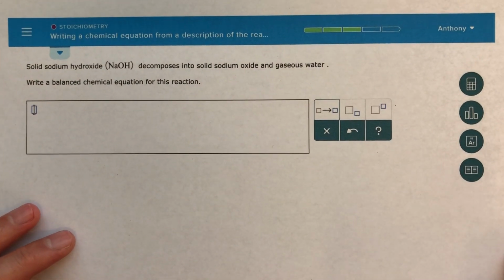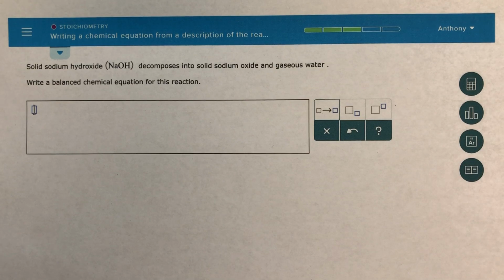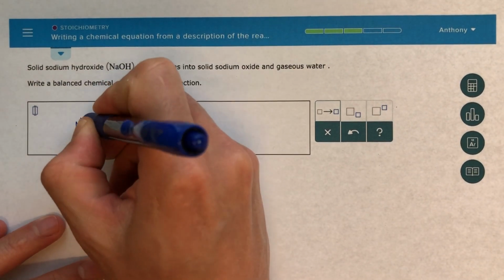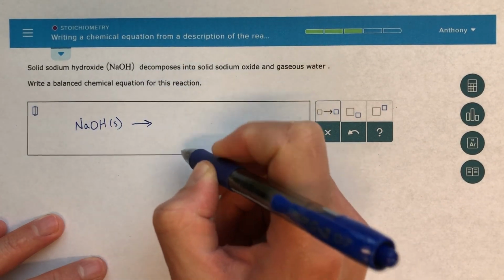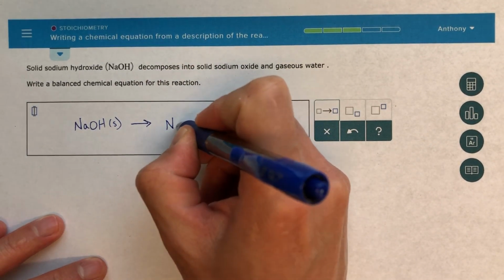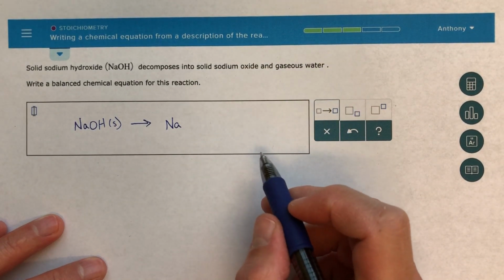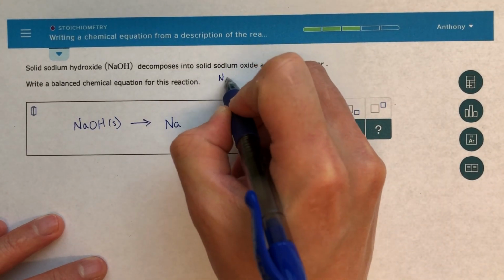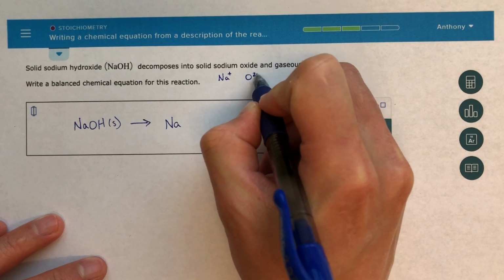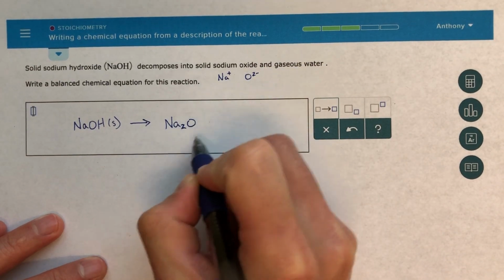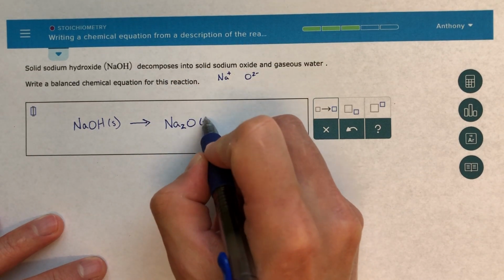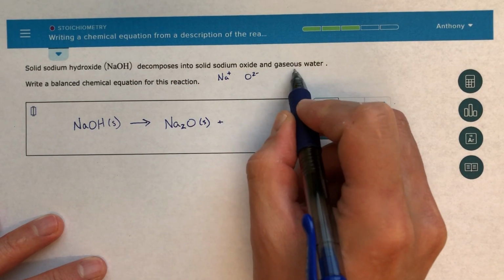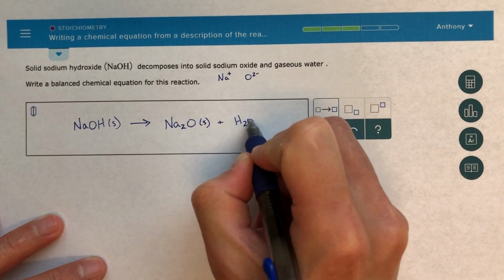So in this one, we've got solid sodium hydroxide decomposes. So this is going to be similar to the first one. NaOH, solid, decomposes into solid sodium oxide. So sodium oxide, again, we need to keep the charges in mind. That's going to be an ionic compound. Sodium has a +1 charge, oxygen has a 2- charge. So I'm going to need 2 of those sodiums for every 1 oxygen. Solid sodium oxide, so that's an s phase label, plus gaseous water, plus H2O gas.